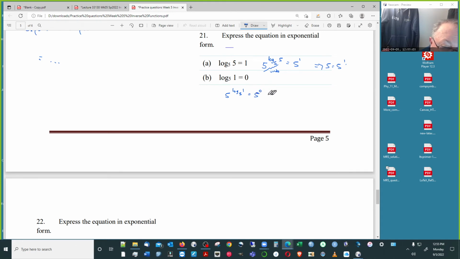Anything raised to the power 0 is 1. This is undo, so 1 equals 1. Okay, 5 to the power 0 equals 1. So they're not that bad.